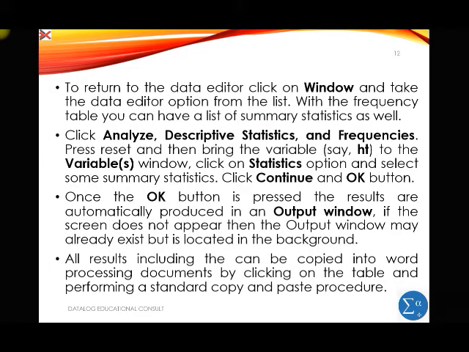To return to the data editor, you click on Window and take the data editor option from the list. With the frequency table, you can have a list of summary statistics as well. You can click Analyze, Descriptive Statistics, and Frequency. You press Reset and then bring the variable, say HT, to the variables window. Click on Statistics option and select Summary Statistics. Click Continue and OK button.